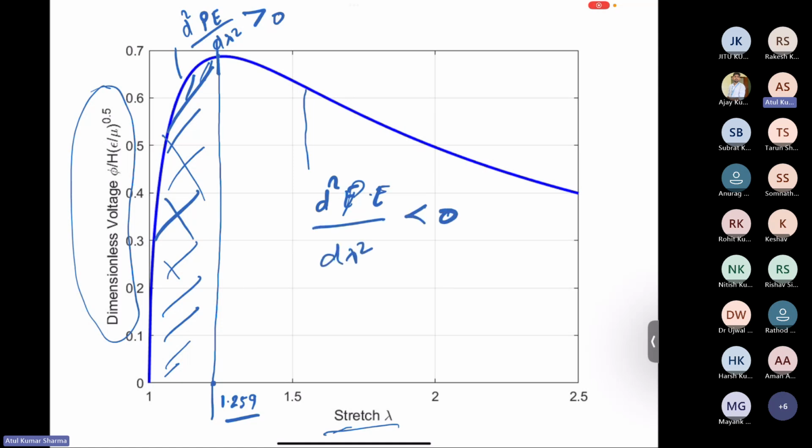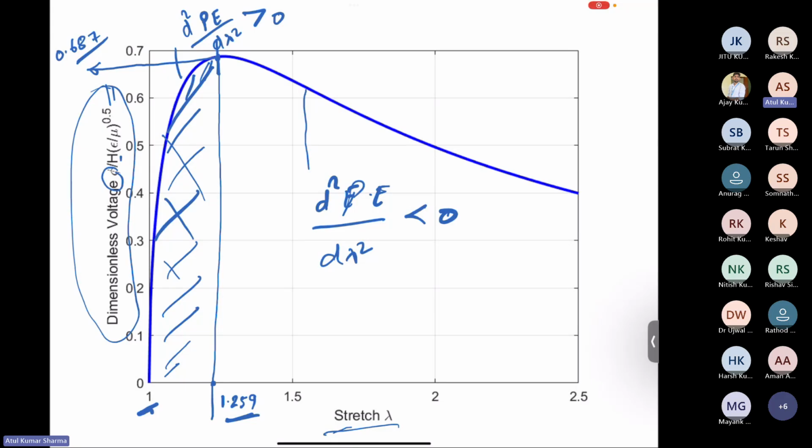Okay, so this means that on this graph, up to 1.259, your deformation corresponds to the stable equilibrium, and the other part corresponds to the unstable equilibrium. This is the value of applied voltage, which is around 0.687. This is a non-dimensional quantity, so you can calculate the actual voltage by putting in the values of your epsilon, mu, and h.